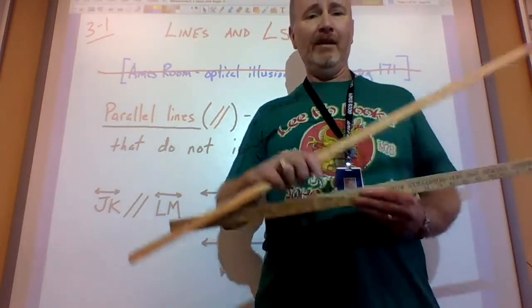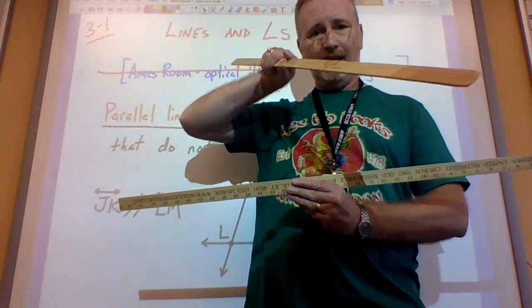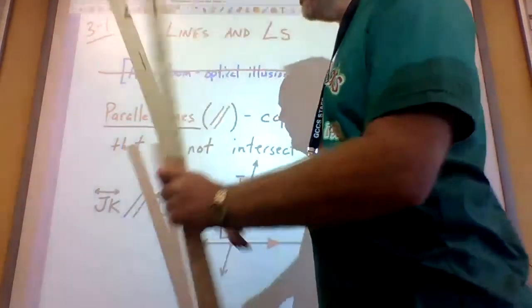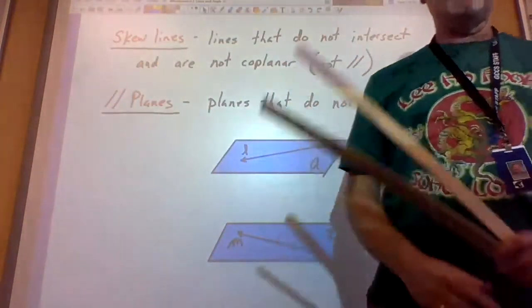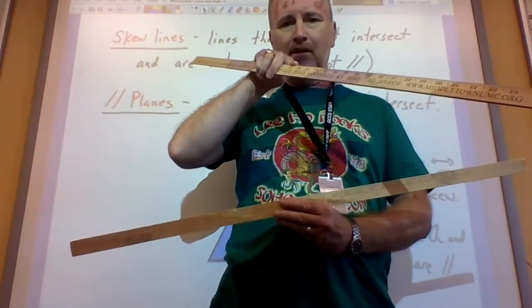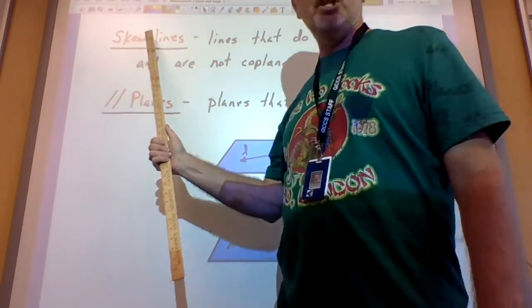Coplanar, that's key. Because like I said, if I do something crazy like this, they're not going to ever touch, but they're not parallel either, right? Okay, one down, moving on. Screen 2. What I just did with the rulers, making them weird like this, where they don't touch but are not parallel, that is called skew.